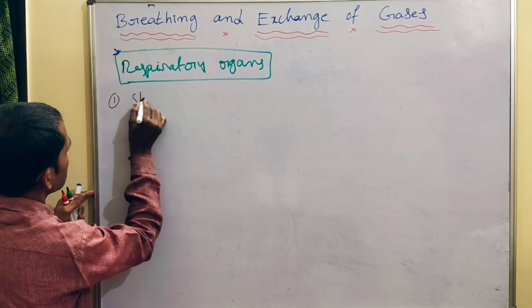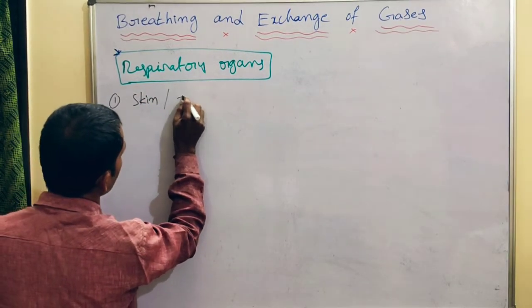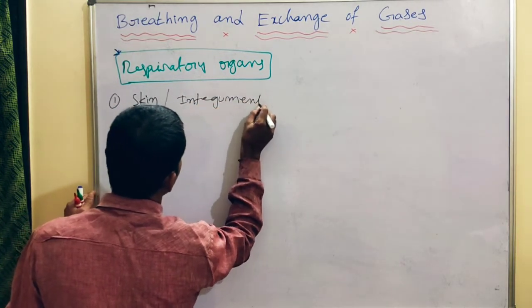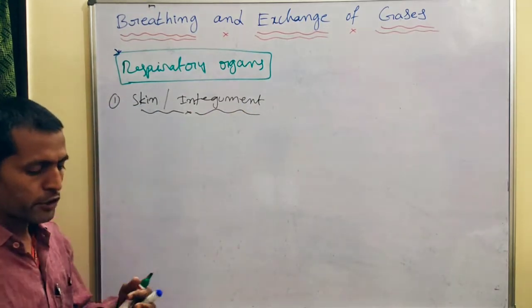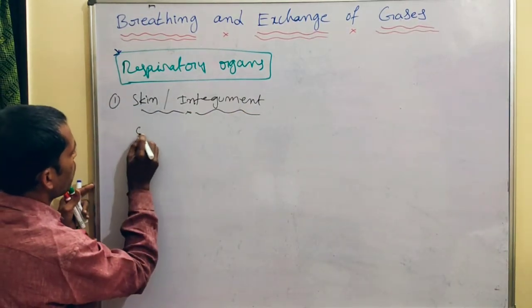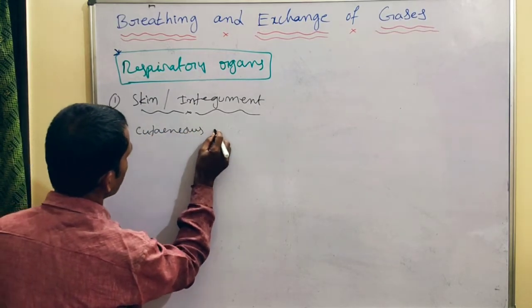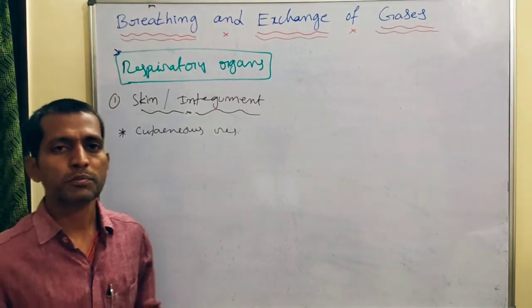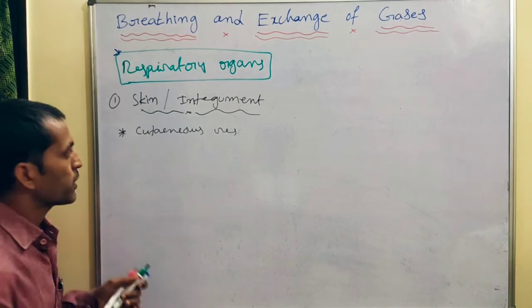First one is skin or integument. Here, respiration through the skin is called cutaneous respiration. The exchange of gases that takes place through the skin of the animal is called cutaneous respiration.